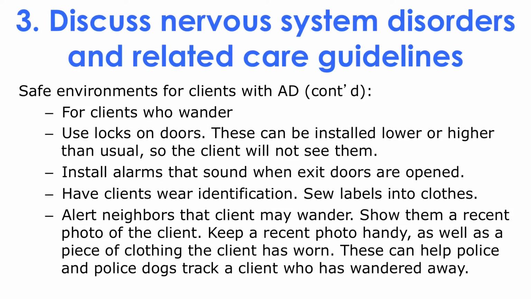Moving on, for clients that wander, we unfortunately want to use locks on doors to prevent them from leaving if need be. These can be installed lower or higher than usual so the client will not see them. Install alarms as needed. Make sure that the clients are always wearing medical identification bracelets as well. Some of the clothes should be labeled. Maybe your neighbors should also be informed, just in case they see your client or loved one wandering, also known as eloping. Remember we talked about those emergency response buttons that can track the location as long as they're wearing them. They also have those items in bracelets as well as the shoes.